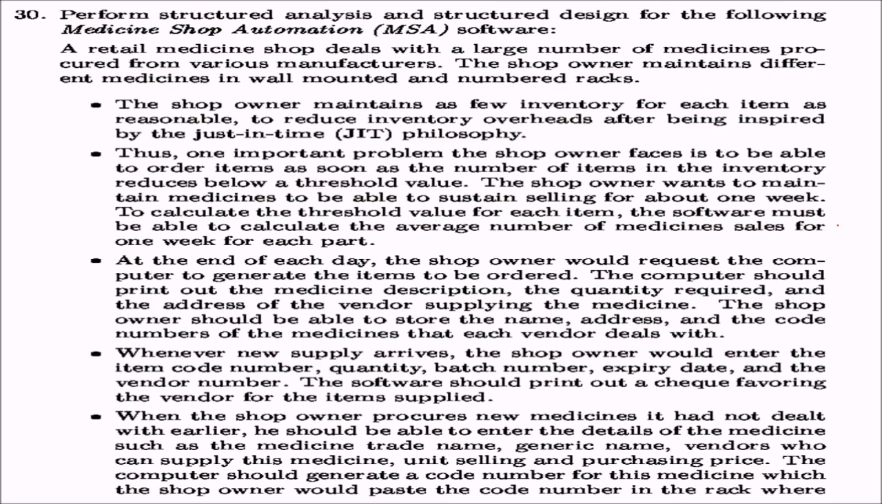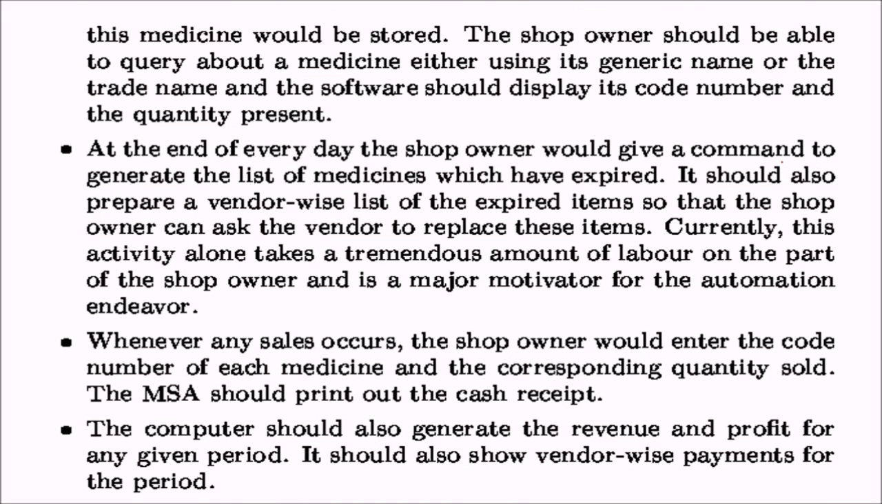So when the shop owner procures new medicine it had not dealt with earlier, he should be able to enter the details of the medicine, such as the medicine trade name, generic name, vendors who can supply this medicine, unit selling, and purchasing price. So the computer should generate a code number for this medicine, which the shop owner would paste in the rack where the medicine would be stored. The shop owner should be able to query about a medicine either using its generic name or the trade name, and the software should display its code number and the quantity present.